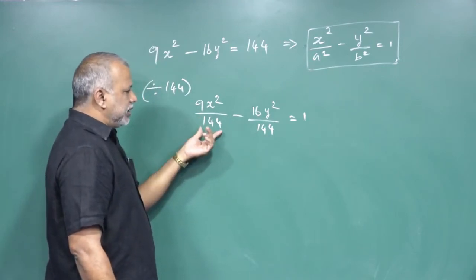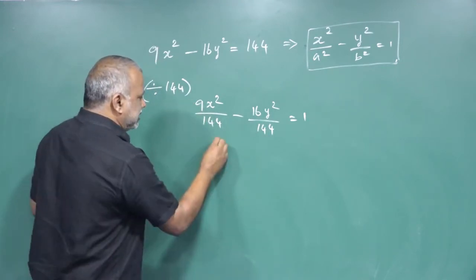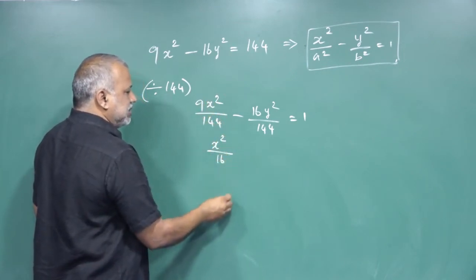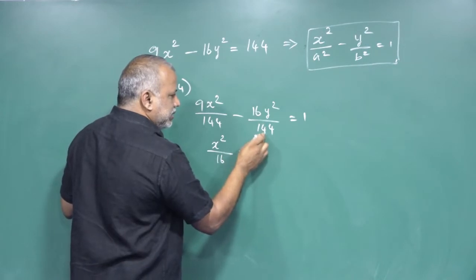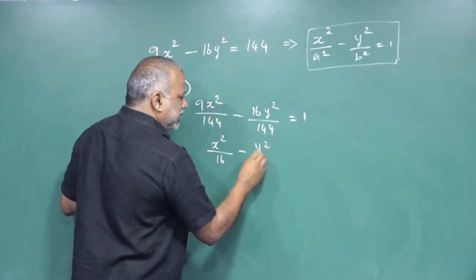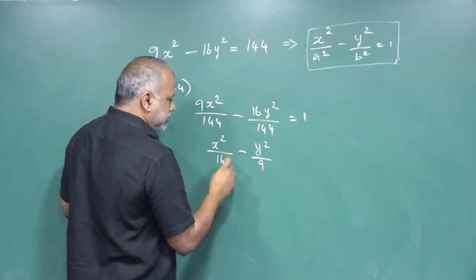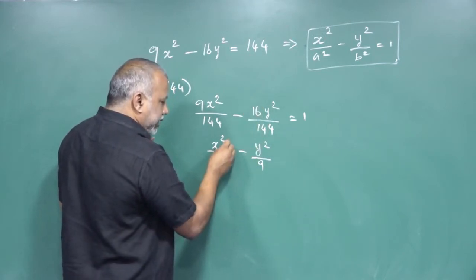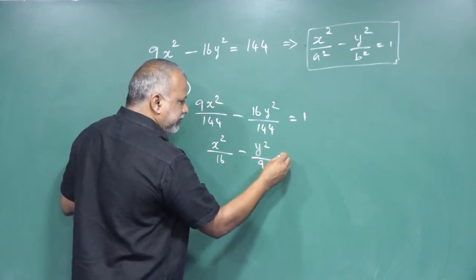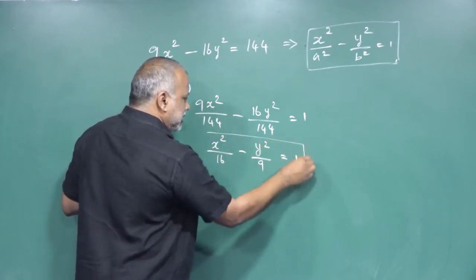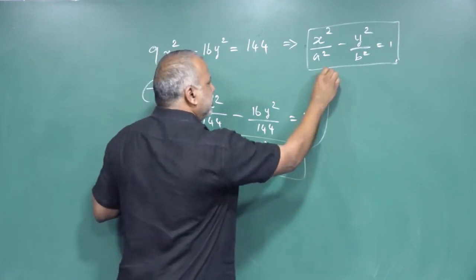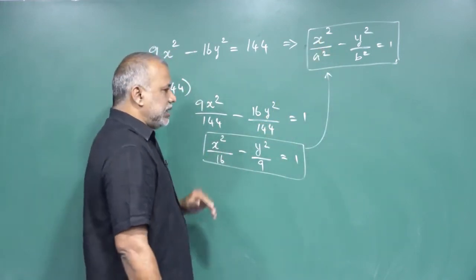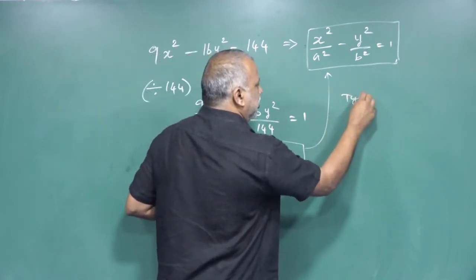Now we can cancel. 9 cancelling with 144, we get 16. Here 16 with 144, we cancel and get 9, because 9 multiplied by 16 gives 144. Therefore, x squared by 16 minus y squared by 9 equal to 1. So this is in the standard form x squared by a squared minus y squared by b squared equal to 1, and it is related to type number 1 hyperbola.